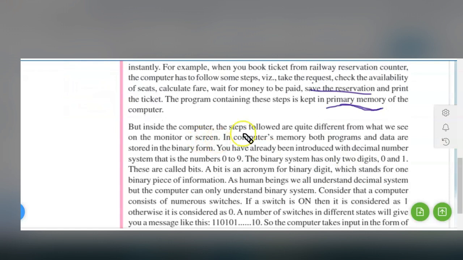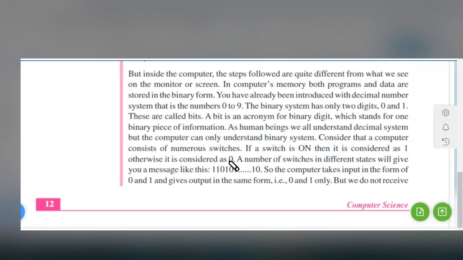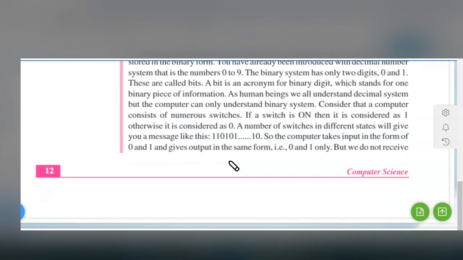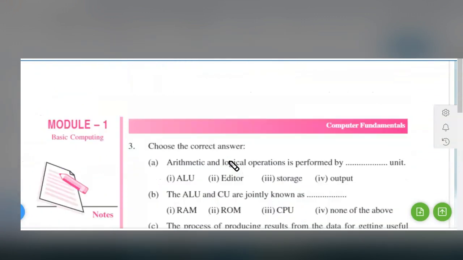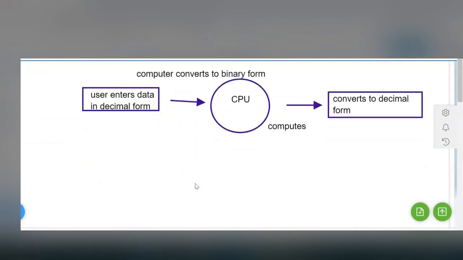But inside the computer, the steps followed are quite different from what we see on the monitor. A computer understands only 0 and 1, that is, binary language. Let's see how it does things through a diagram. You can see the user enters some data in decimal form, and the computer converts it to binary form. When the user enters something, it will be in human readable form.